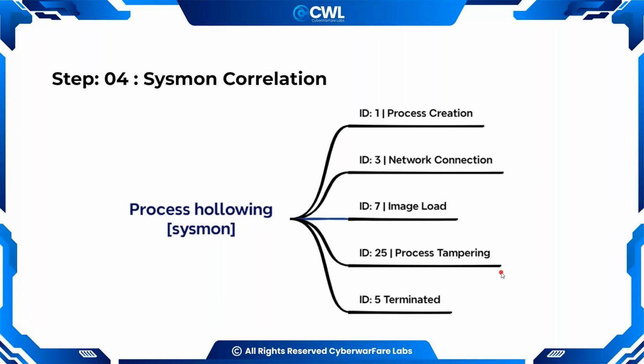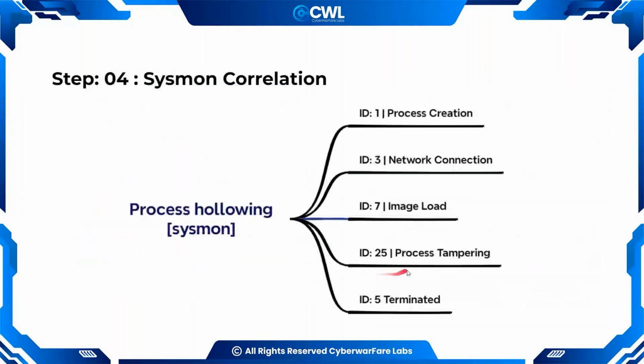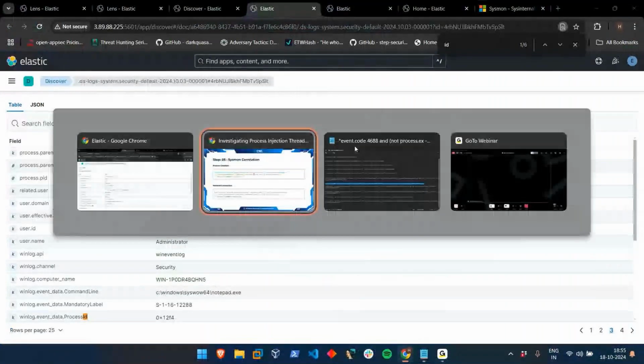As you will recall the technique, the attacker will be unmapping the executable section and injecting their malicious code. When this behavior happens, we get the event ID 25, which is responsible for process tampering. When a running process or a new process gets tampered with or modified, this event ID will be prompted. By this correlation, we can effectively identify the process hollowing technique. So let's quickly execute our queries and find the result over the SIEM.